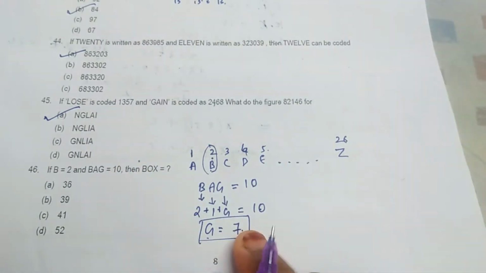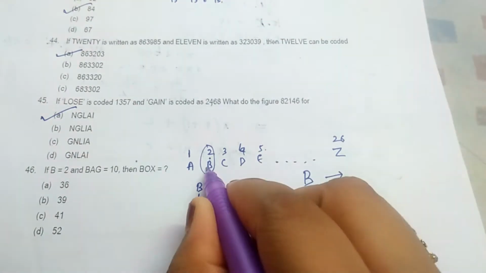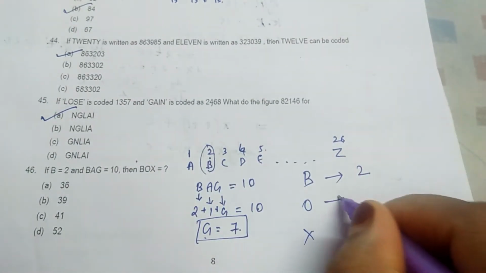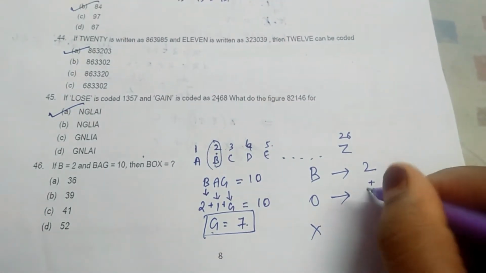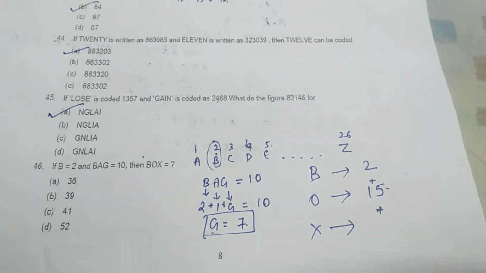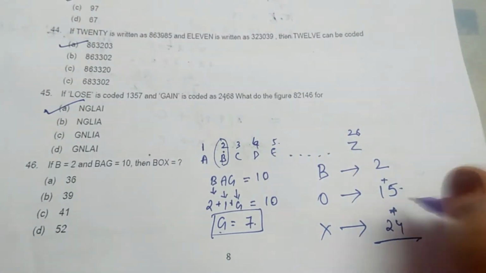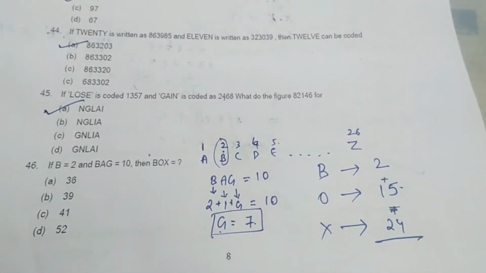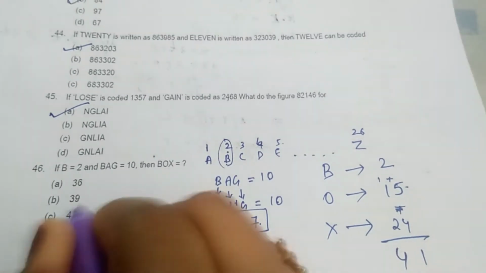Now if this is the case, then what is BOX? B is the second letter, right? So number 2 we are adding. And O is the 15th letter, so we are adding 15 to it. Then X is the last but two letter, so it will be 24. So what is the total if we add all these three things? The total will be 41. Answer is C. Now let's move on to the 47th problem.